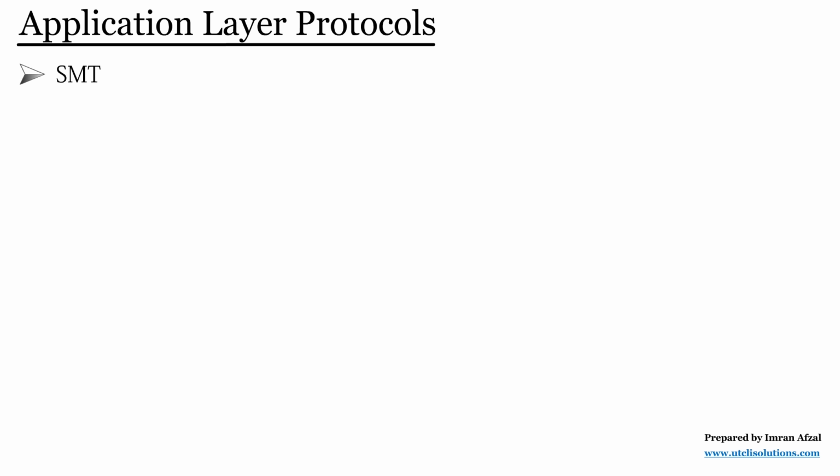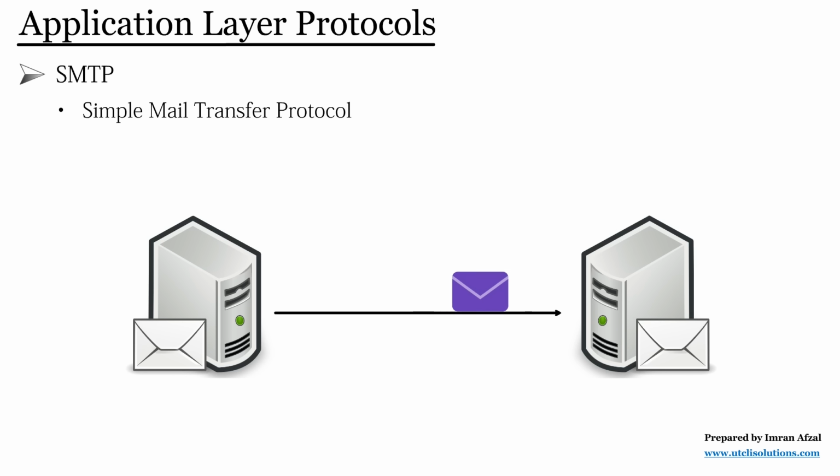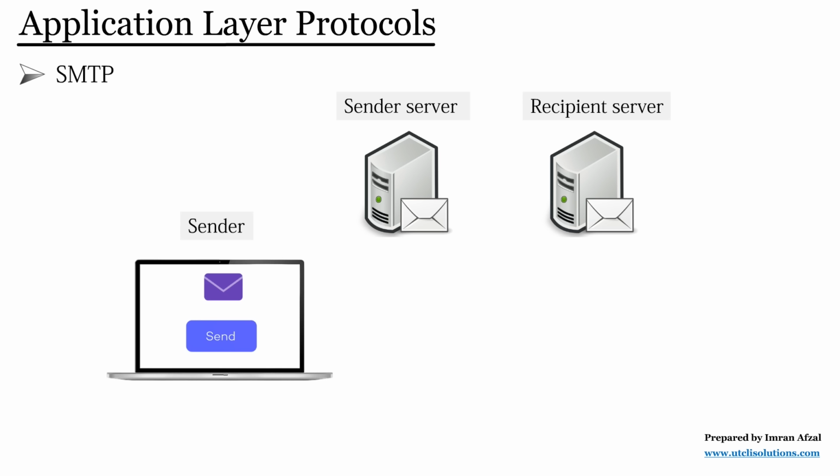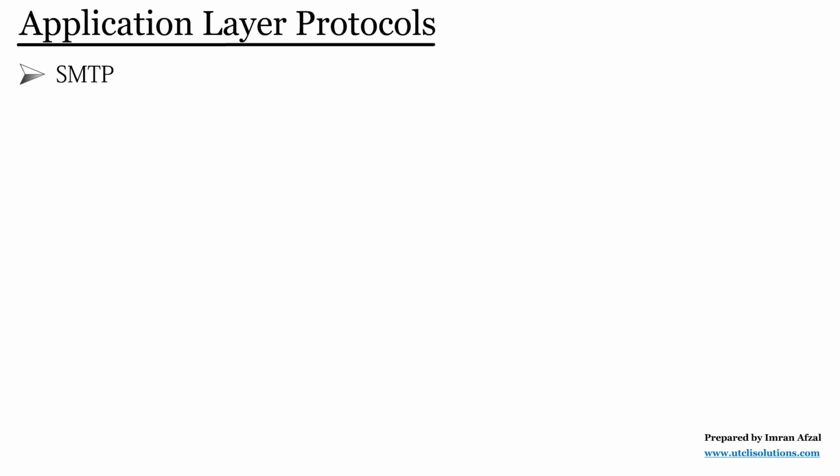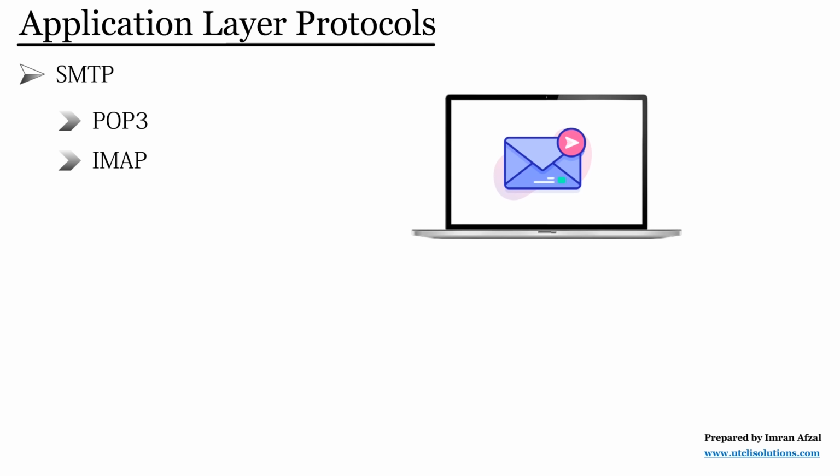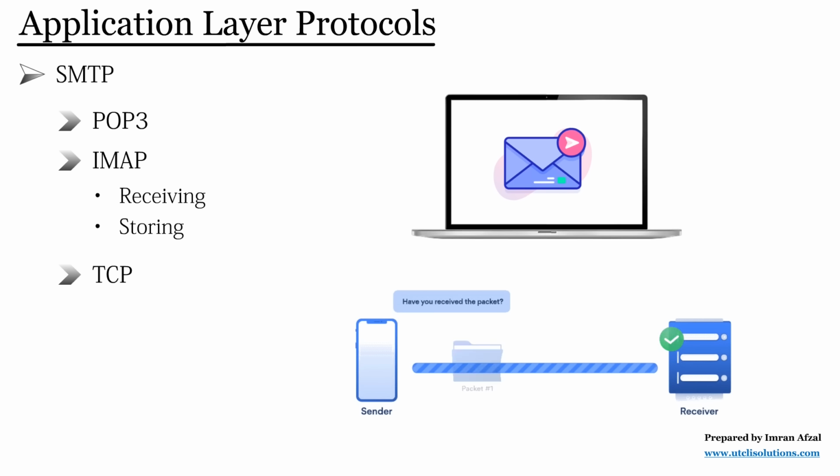Next is SMTP, or Simple Mail Transfer Protocol. SMTP is the protocol used to send emails from one server to another. When you hit send on an email, your email client uses SMTP to push the message to your mail server, which then forwards it to the recipient server. SMTP works closely with other protocols like POP3 and IMAP, which handle receiving and storing emails. SMTP uses TCP to ensure that messages are delivered accurately and in full.